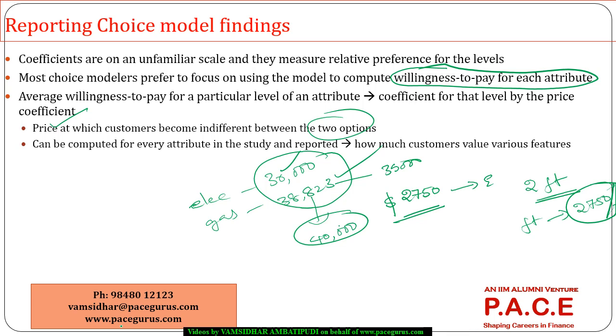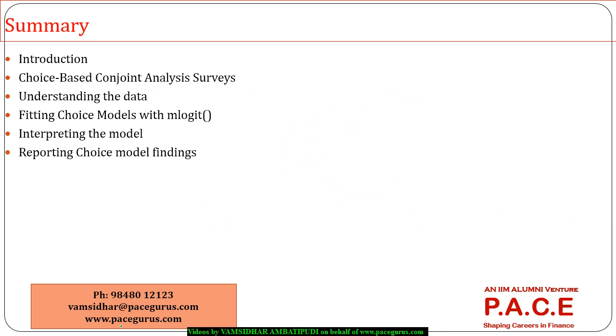So I can compute it for each and every attribute. Based on that, I can also assess how much the customers are willing to pay for each of these various features. So that's one more output that really comes out of our choice modeling, another important part of our analysis of the choice of the customers. This is what I wanted to cover as a part of this session.